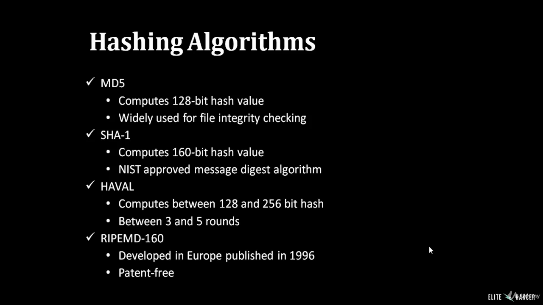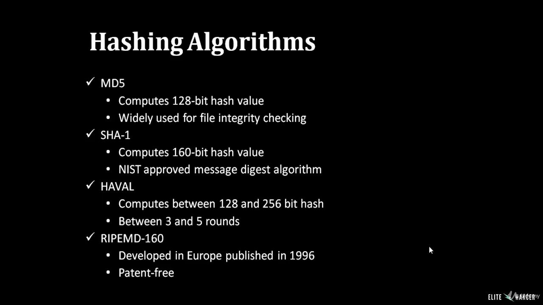Along with the aforementioned algorithms, certain hashing algorithms are also commonly used nowadays. Some of them are MD5, SHA1, HAVAL, and RIPEMD-160. MD5 is based on MD4 and was created to address vulnerabilities found in MD4. MD5 generates 128-bit hash values over 512-bit blocks in 4 rounds of 16 steps each.